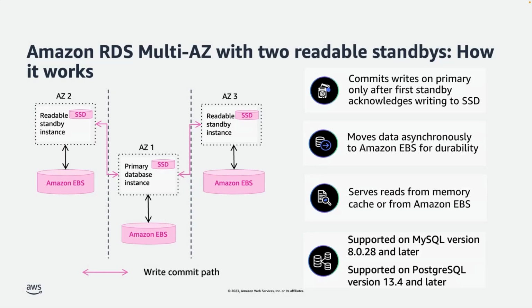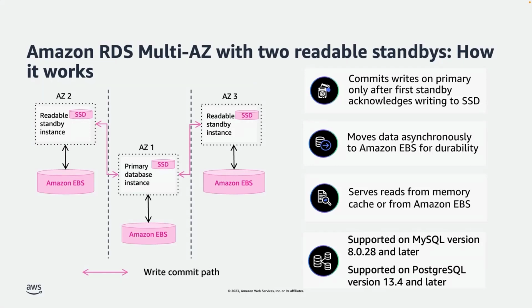And in the background, asynchronously, we have the transaction on the local SSD drives, and we flush them to Amazon EBS volumes for durable storage. So that's how the whole write path looks in the multi-AZ cluster with 2 readable standbys. Then, if you're using a reader endpoint from your application, reads will pull from the memory or from the EBS volume, depending on where your data lives at the moment of the query.